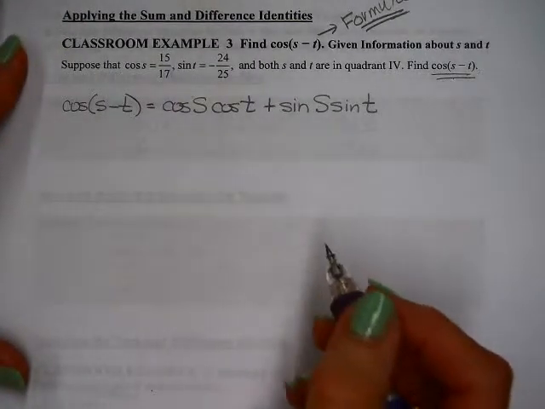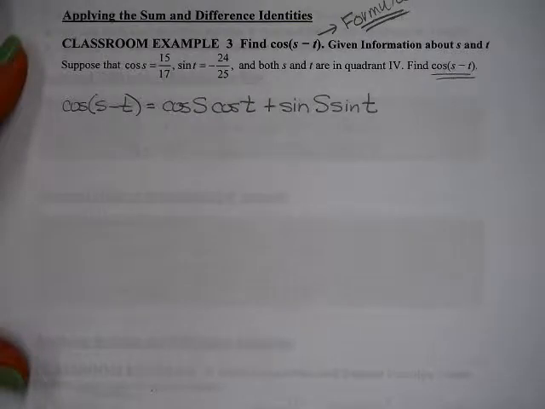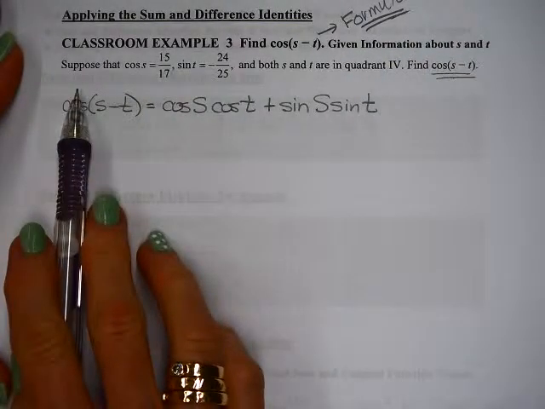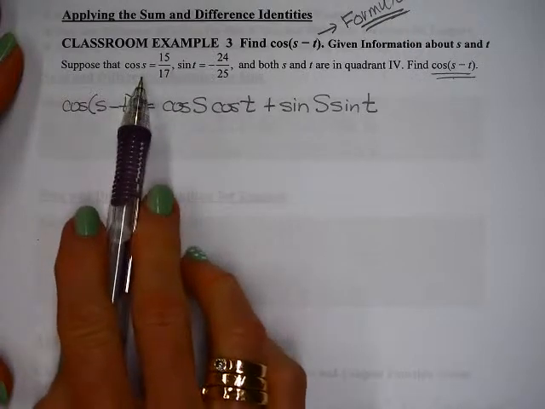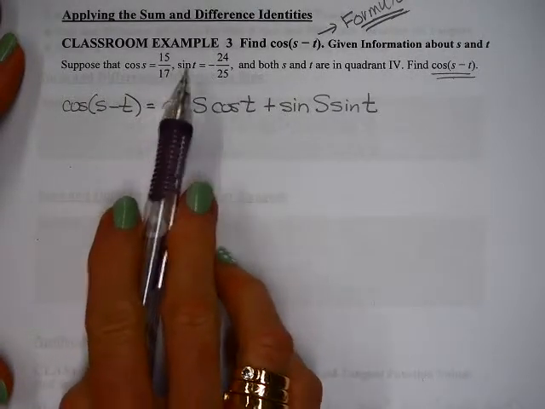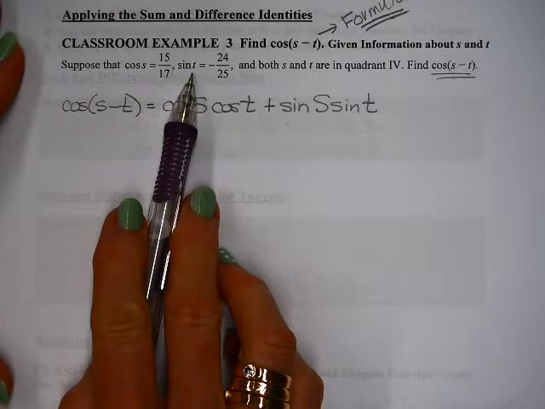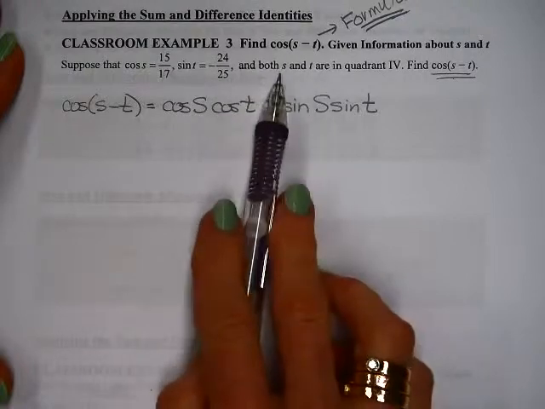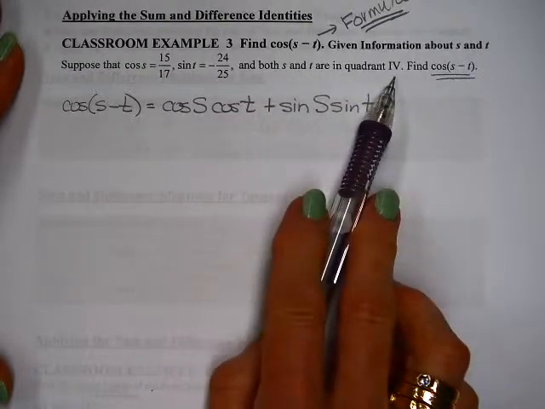Remember which one is A and which one is B, though. Okay. Now, here's what we're given. The cosine of angle S is 15 over 17. The sine of angle T is negative 24 over 25. S and T are both in quadrant 4.